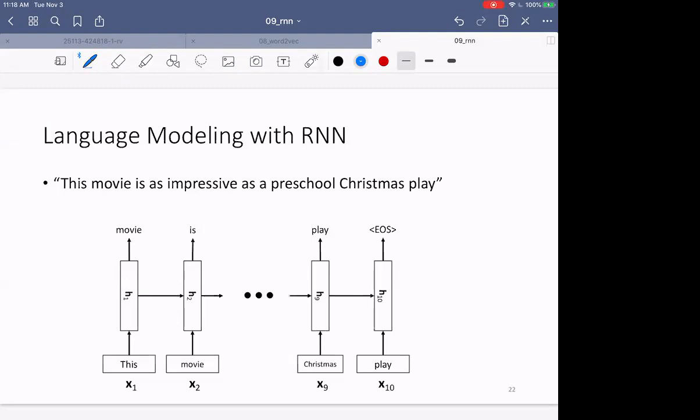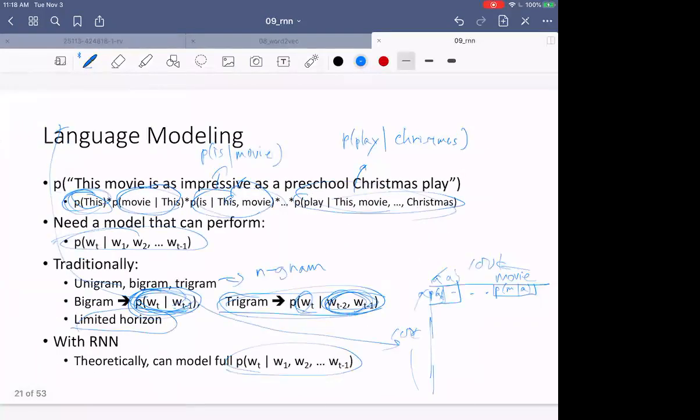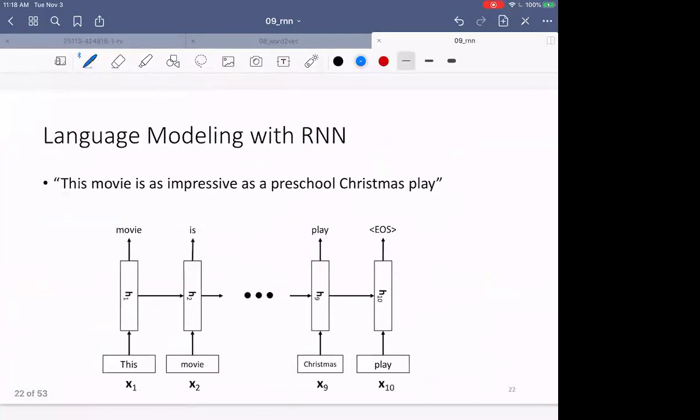Yeah, I'll just show. So yeah. This is motivation. I'll talk about how you can use RNN for language modeling. So here, this is an example. It's the same sentence: This movie is as impressive as a preschool Christmas play. You still take the RNN. So this part is all the same as before.